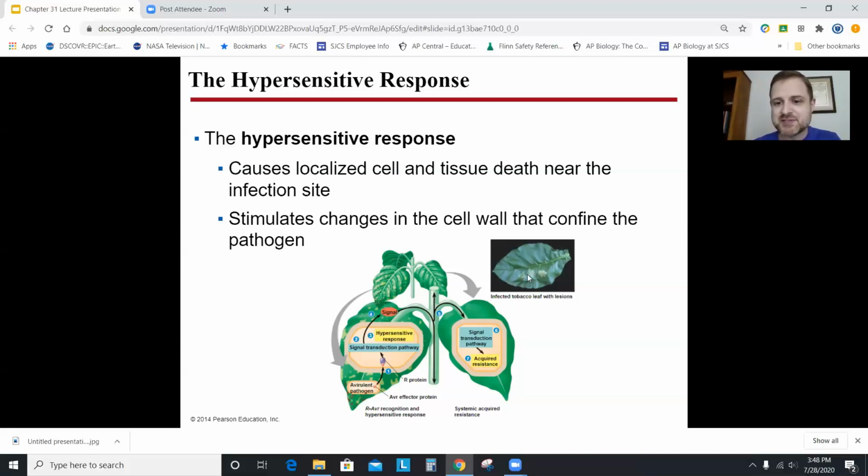So this leaf might look sick, but the sickness, like the way the leaf looks disfigured, that's the plant doing it to itself, creating these lesions which prevent the infection from spreading. Okay, so that's all we need to do in chapter 31.